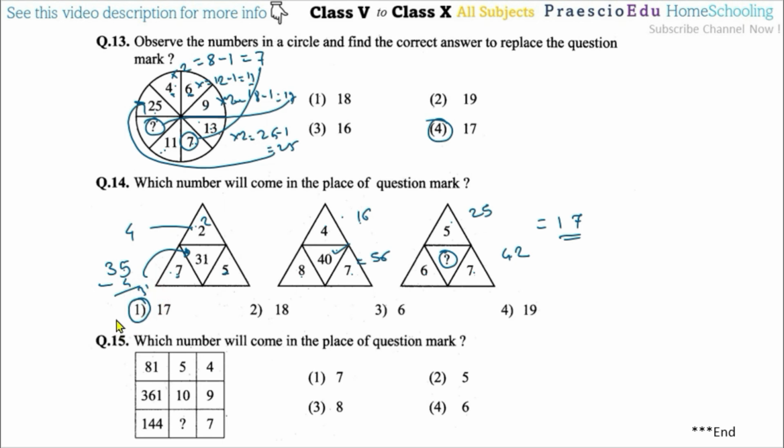Now, which number will replace the question mark? This 5 and this 4, the sum is 9, and 9 squared is 81. Likewise, 9 plus 10 is 19, and 19 squared is 361. Likewise, 144 is the square of 12, and to get 12 we add these two. 7 is already here, so 7 plus something should be 12. So 5 plus 7 gives 12. So 5 should replace the question mark, and 5 is given in option number 2. Thank you.